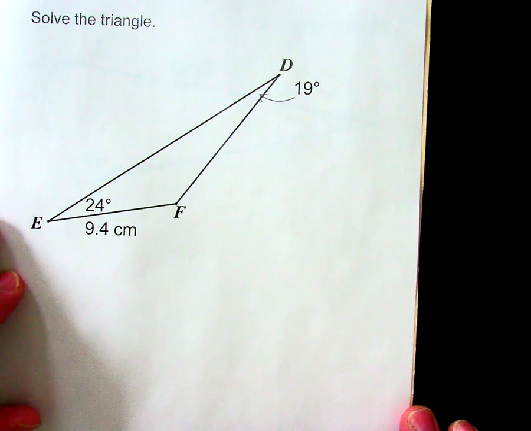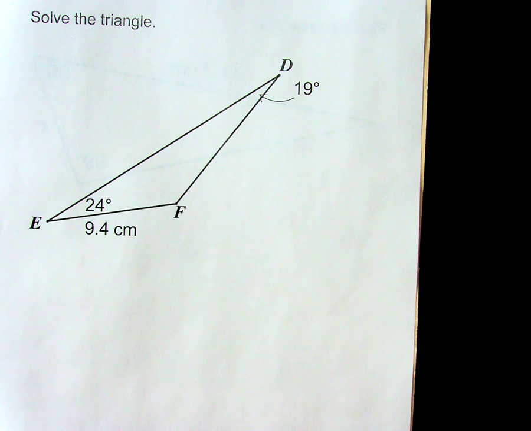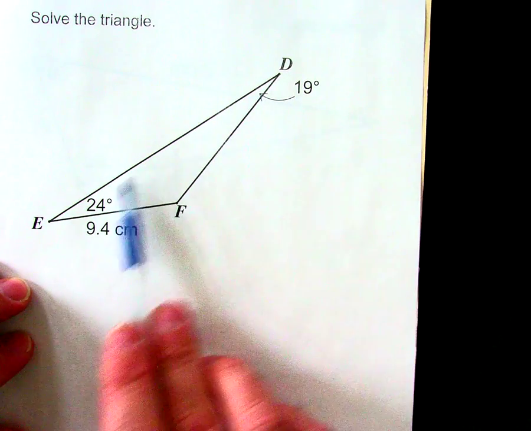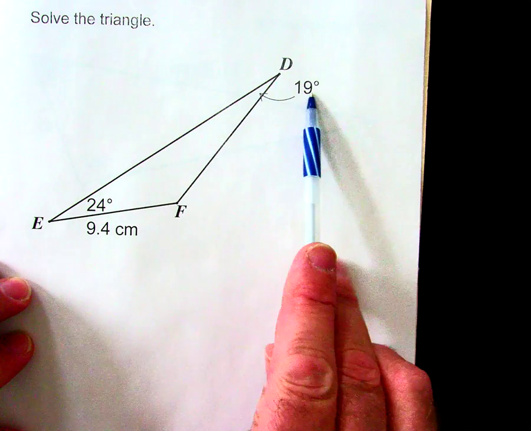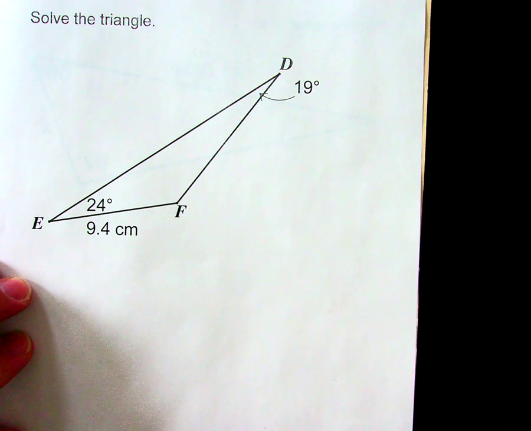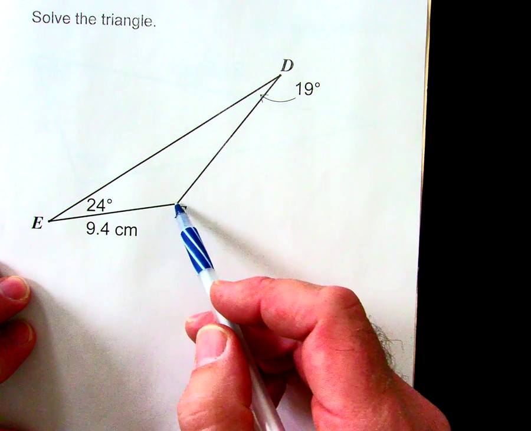Now, another problem we're faced with. Here our directions say solve the triangle. That means find all the missing measures. Again, in this one, I have an oblique triangle. I have an angle, angle, side. I can make it an angle, side, angle by finding the measure of angle F.